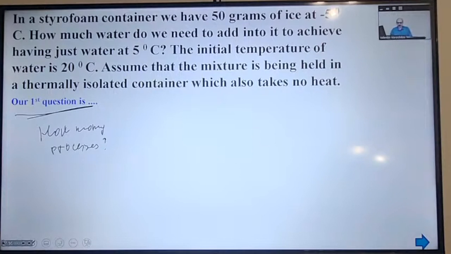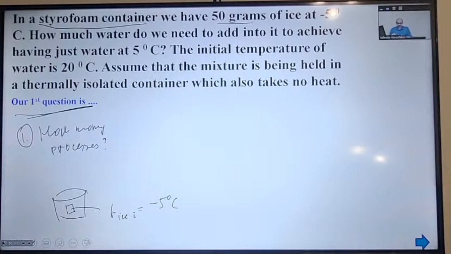Always, number one question. For that, of course, we need to read the text of every problem very carefully, analyze every word. Styrofoam container, maybe like a cup, something like this. And we've got 50 grams of ice in it. And ice is something solid. And the temperature of ice initially is equal to -5 degrees Celsius. Basically, we just took it out of the freezer.